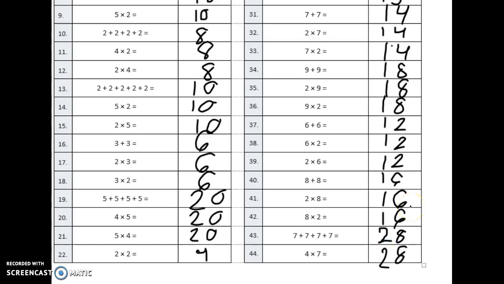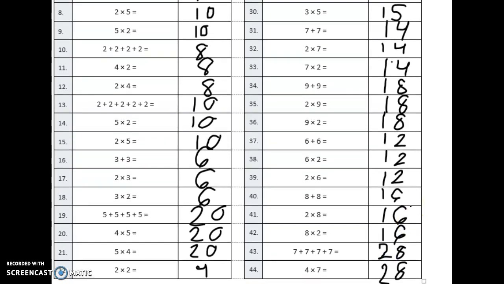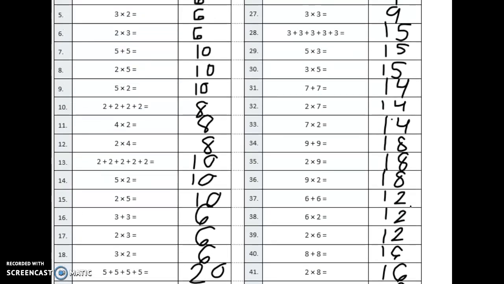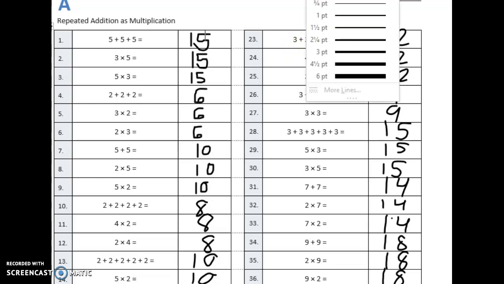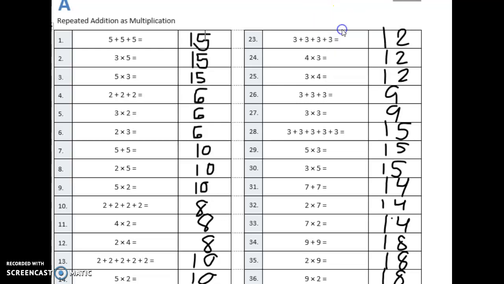Alright, that's the end of Sprint A. Take this time to find a pattern or write down something that you've noticed, okay? I'm going to give you 20 seconds. Alright, we're back in 5, 4, 3, 2, 1.